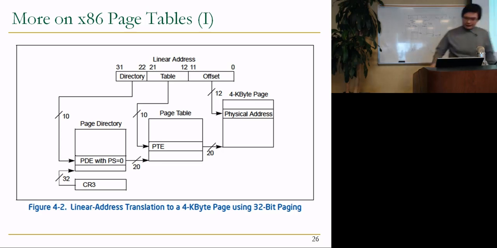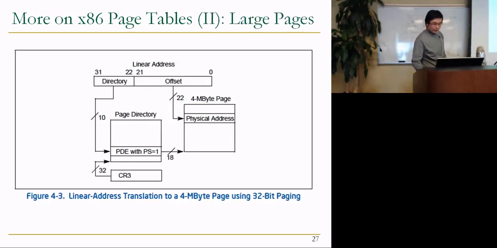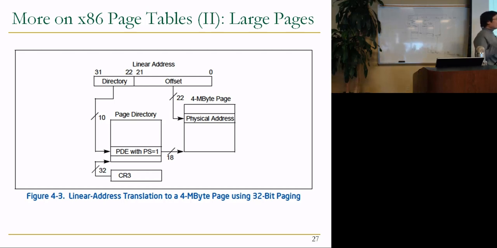What if you have a 64-bit machine? Oh, let's go over this first. What if you have a 4 megabyte page using 32-bit paging? Because now your page is 4 megabytes, the space required to store all the page table entries is not that big anymore.